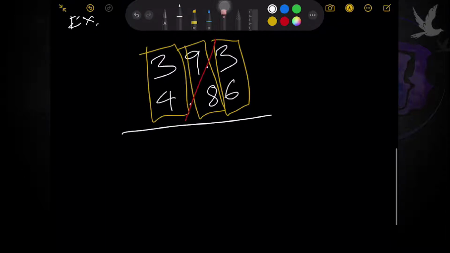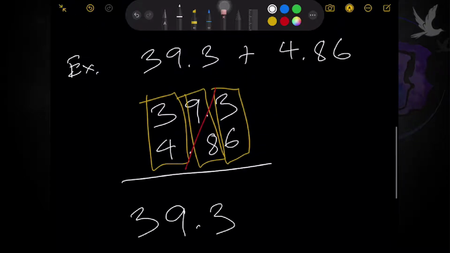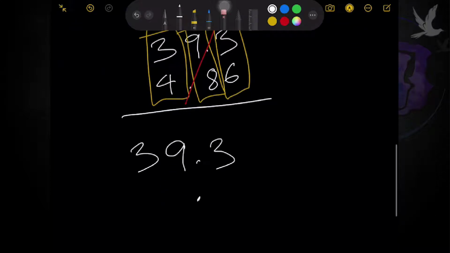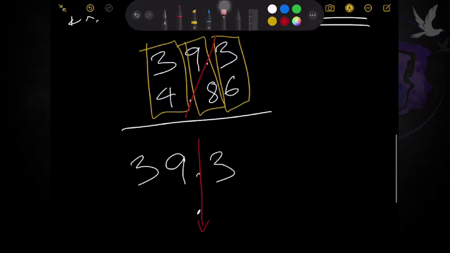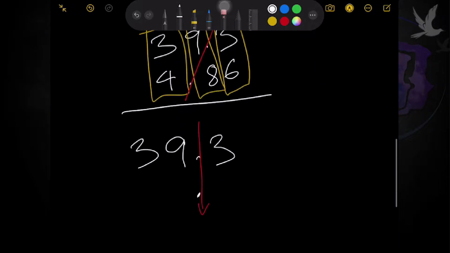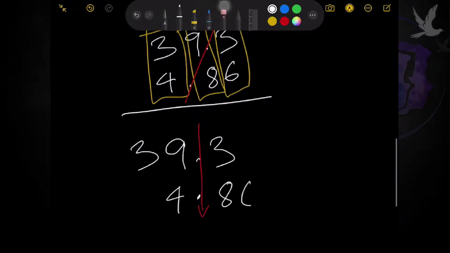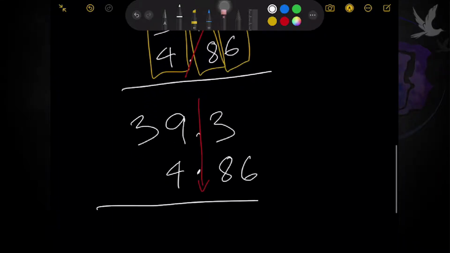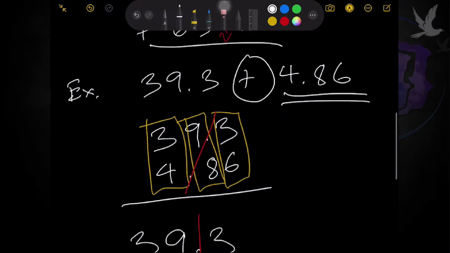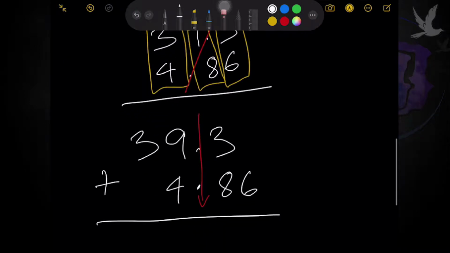What you need to do here is write 39.3, and look at the decimal point of 4.86. The decimal is here, so the decimal should be there, because they must be aligned, and then follow with the given number, which is 4.86. From there, with the given operation, you can continue.